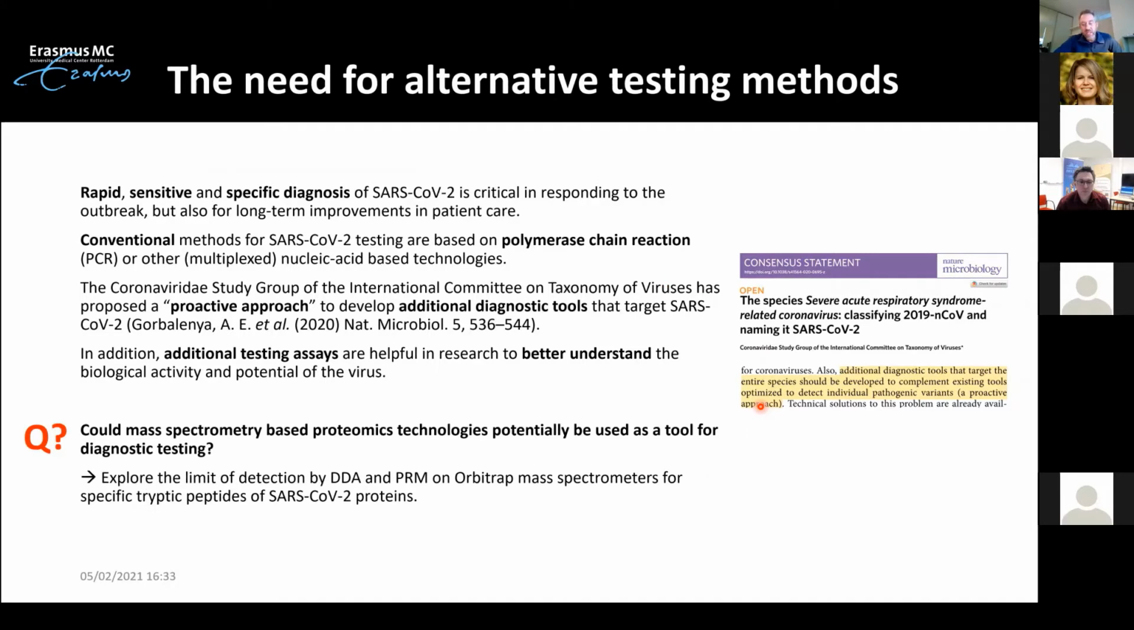So there was and still is a need for rapid, sensitive and specific diagnostic tests, and the gold standard of SARS-CoV-2 tests are PCR-based. Still, the coronavirus study group earlier in the previous year urged people to take a proactive approach to develop alternative and additional diagnostic tools. Not only because of insufficient testing capacity, but also for research purposes, of course. So as a proteomics lab, we asked ourselves whether mass spec could be used as a tool for testing. And in this talk, I will summarize what we've done so far.